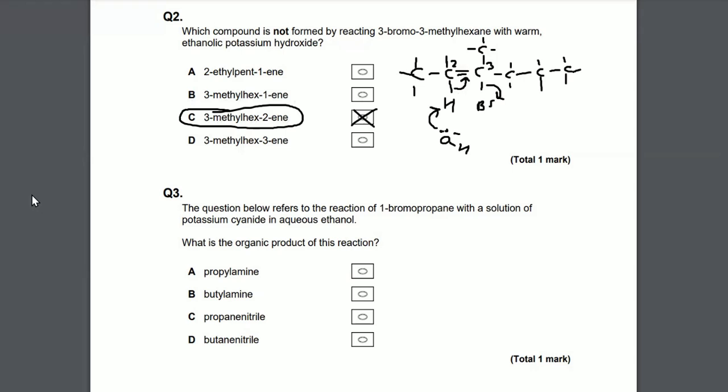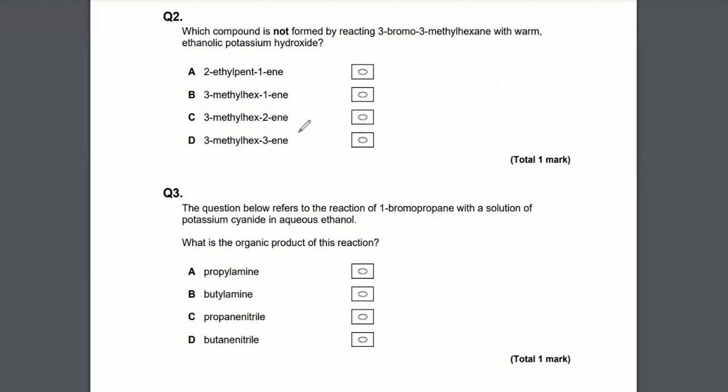So C is a true molecule that can be formed from this reaction. So that's not our answer either. Put a cross through that too. Now let's look at the third and final answer that's not correct.